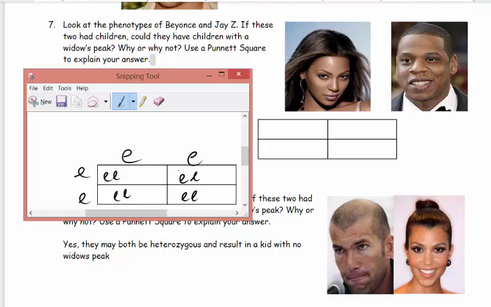So if they were to have children, is it possible that they have one with a widow's peak? I would say the answer is no. So write that down for number 7 if you haven't yet. Take a look at the Punnett square that I've drawn here if you're looking for an explanation. No widow's peaks. Okay. Good luck on number 8. Pause it now.